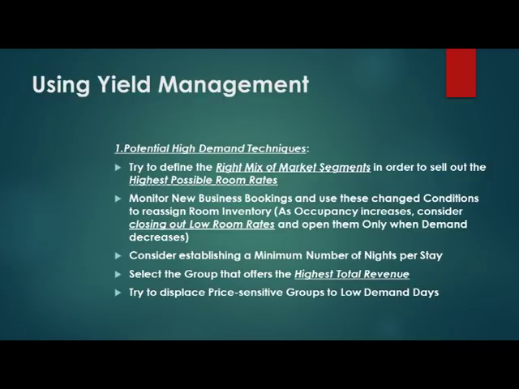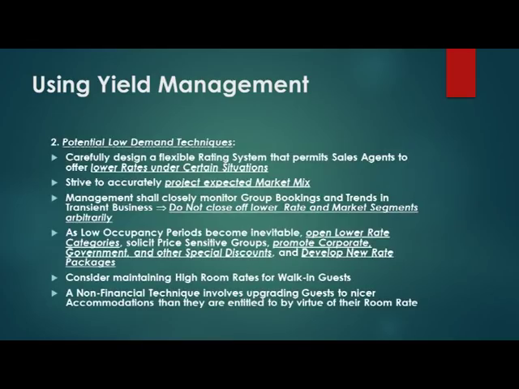1. Potential high demand techniques. Try to define the right mix of market segments in order to sell out at the highest possible room rates. Monitor new business bookings and use these changed conditions to reassign room inventory. As occupancy increases, consider closing out low room rates and open them only when demand decreases. Consider establishing a minimum number of nights per stay. Select the group that offers the highest total revenue. Try to displace price-sensitive groups to low-demand days, using yield management.